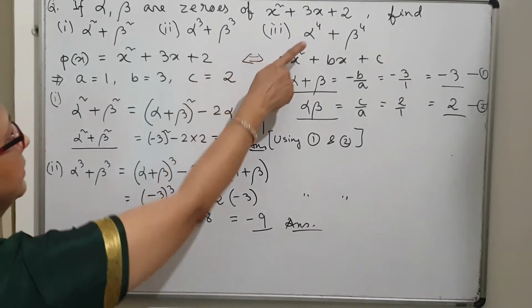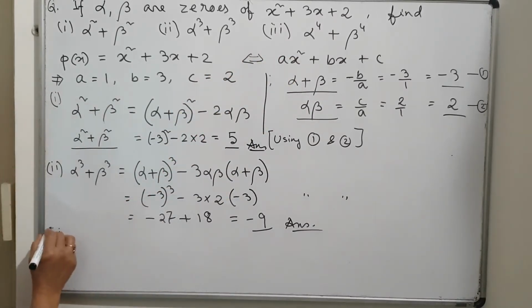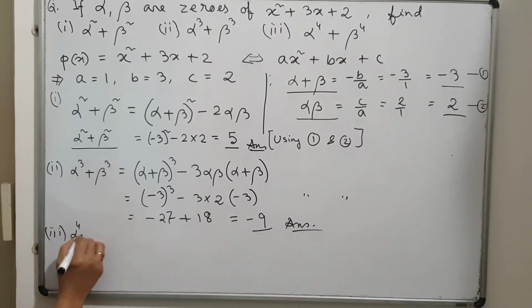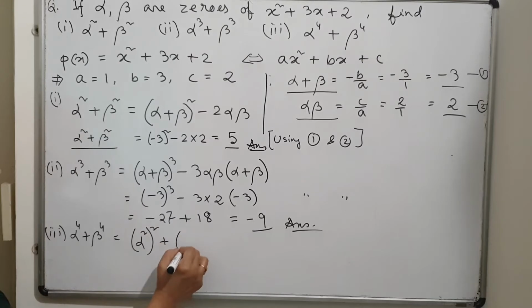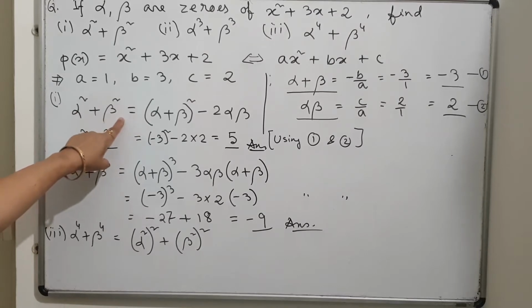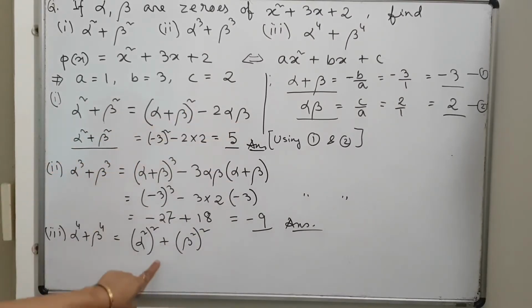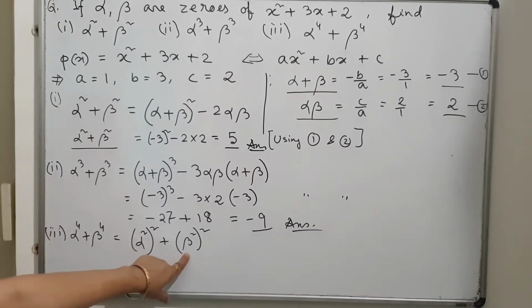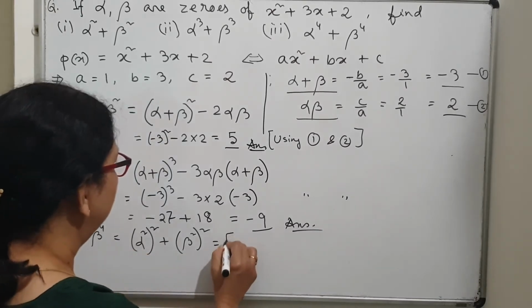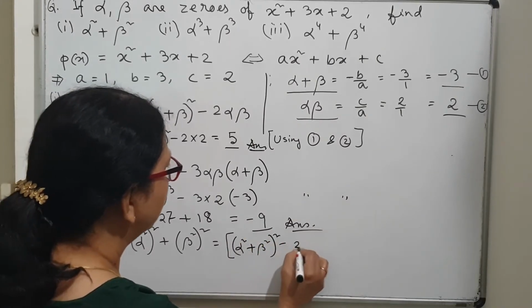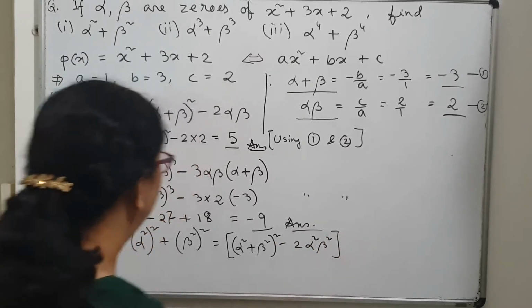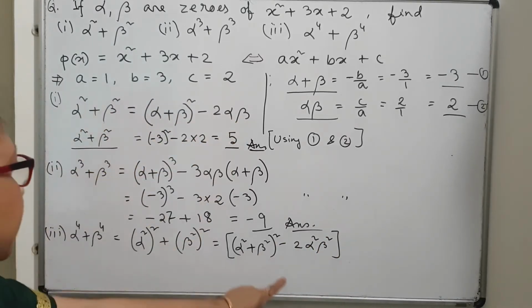Lastly, third part. What we do here, you see, I express alpha to the power 4 in this form, so that it comes in this form. So it is a plus b whole square minus 2ab, that I will be writing here. So here a is alpha square, b is beta square. So you write it in this way: a plus b whole square minus 2ab. The same identity I have used here.